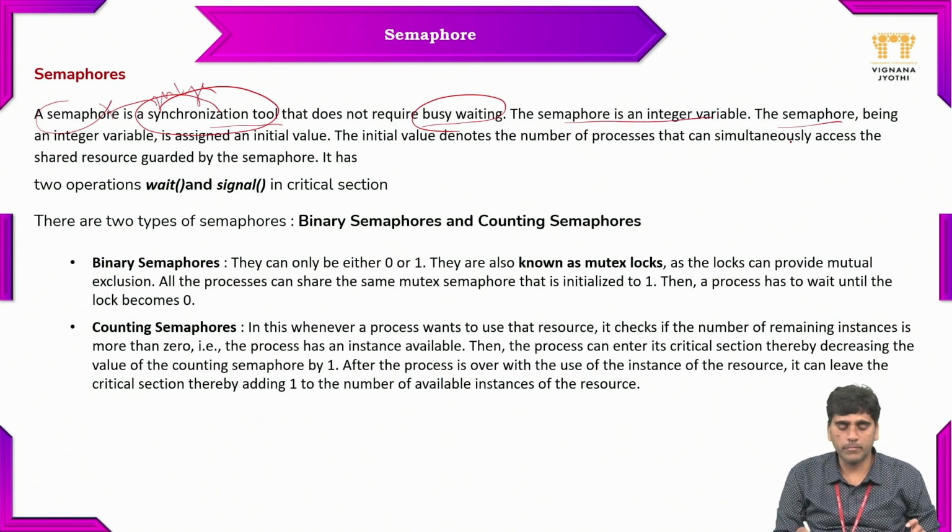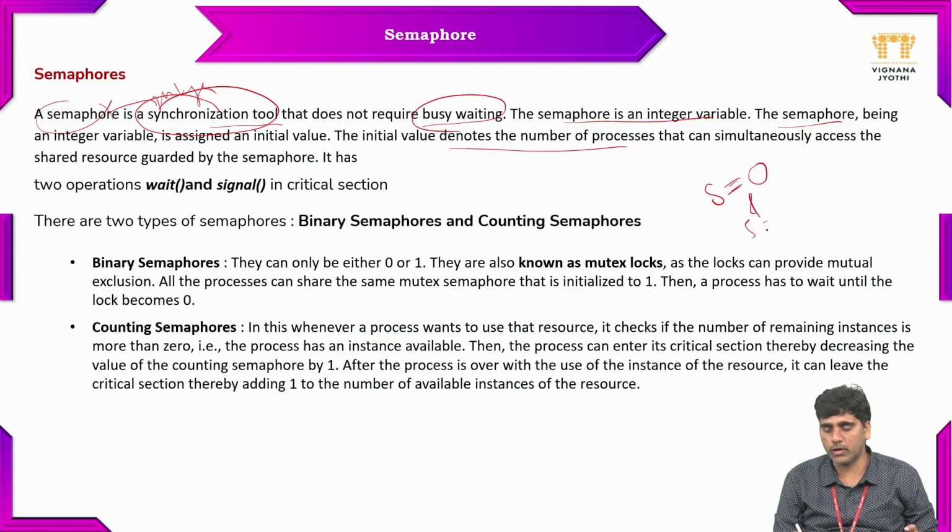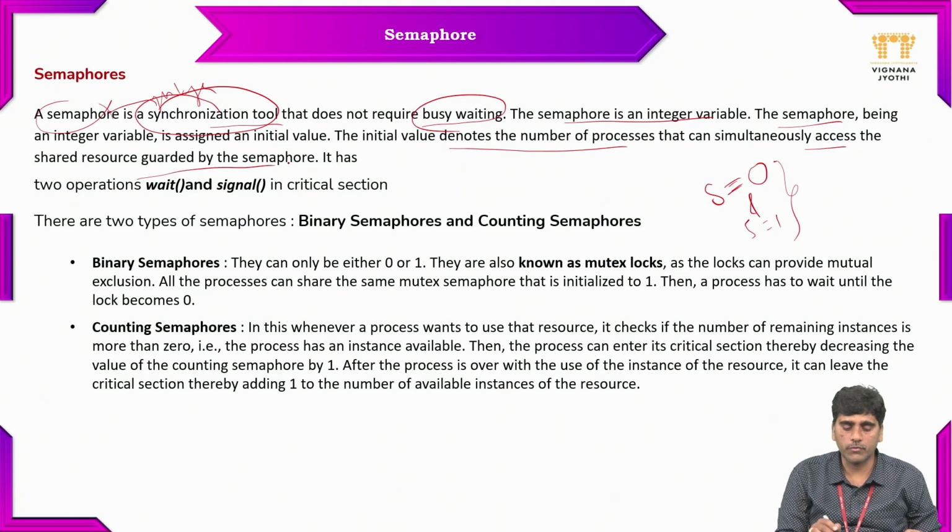The semaphore, being an integer variable, is assigned an initial value. The initial value denotes the number of processes. The semaphore value we can denote as S, and the value will be either 0 or 1. The initial value denotes the number of processes that can simultaneously access the shared resource guarded by the semaphore.